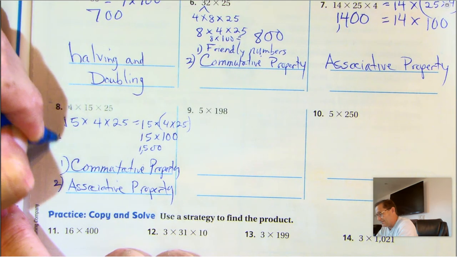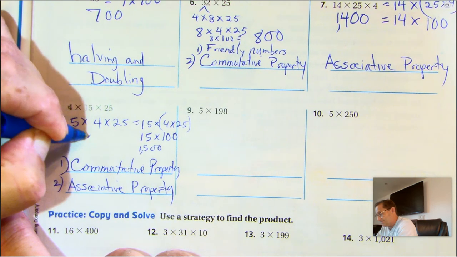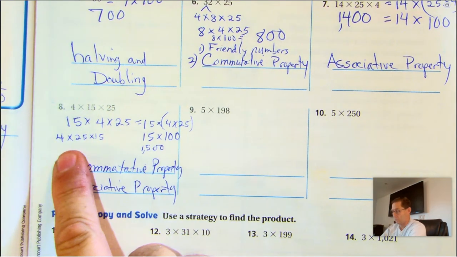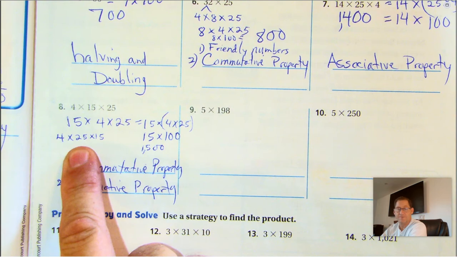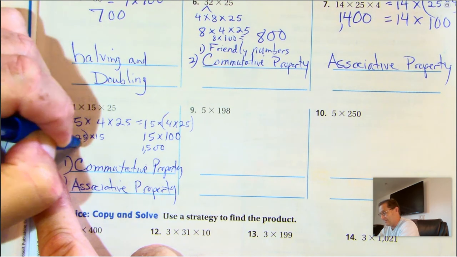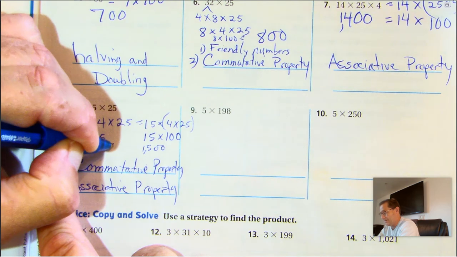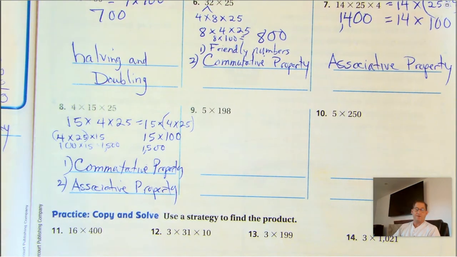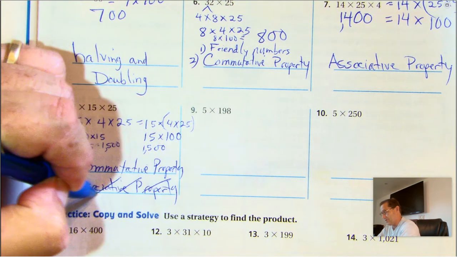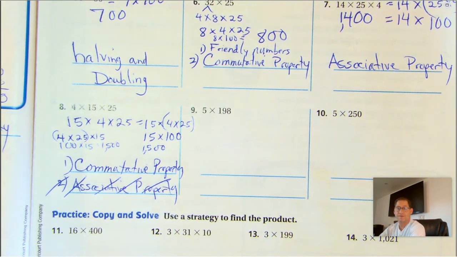So let's do this. Now we would multiply 4 times 25 first. And 4 times 25 is 100 times 15, we get 1500. So you could get away with just saying the commutative property. But that gets to what I'm talking about, that there's more than really one strategy for solving these problems.